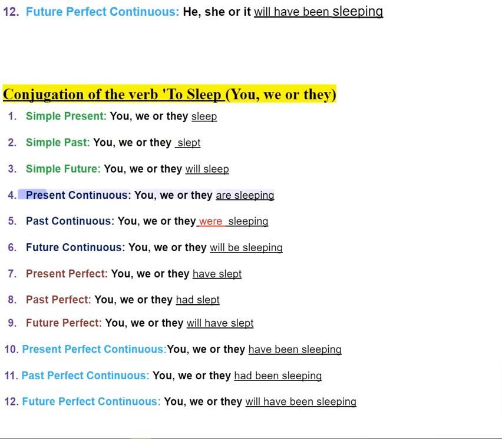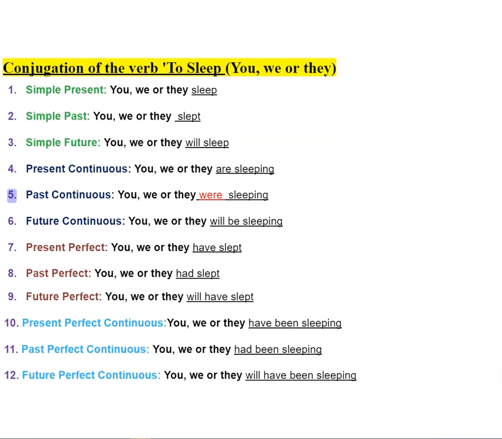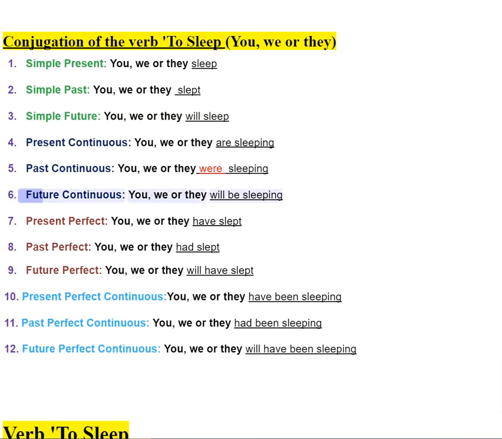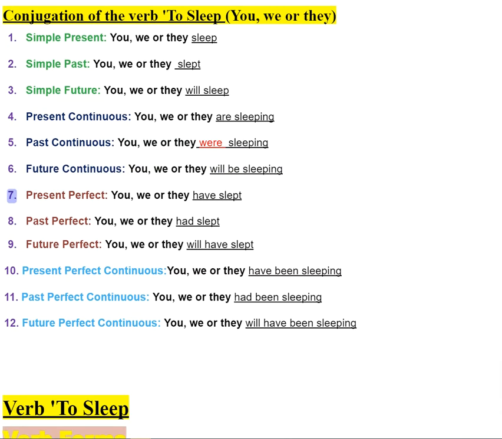4. Present continuous. You, we or they are sleeping. 5. Past continuous. You, we or they were sleeping. 6. Future continuous. You, we or they will be sleeping. 7. Present perfect. You, we or they have slept.